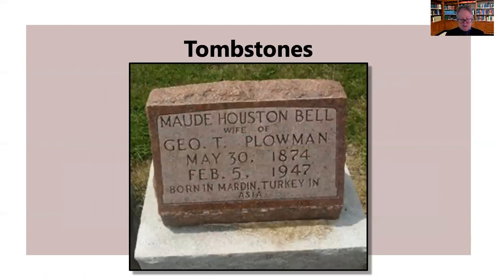Grave markers can be a source of information about a maiden name. Here is the marker for Maud, and it displays not only her maiden name, but her middle name. So her full name was Maud Houston Bell Plowman. Clearly, this stone was designed by a genealogist for imparting information to future generations, because not only does it give all the information about Maud, including full birth and death dates, plus the name of her husband, but it also says that she was born in Mardin, Turkey, in Asia.